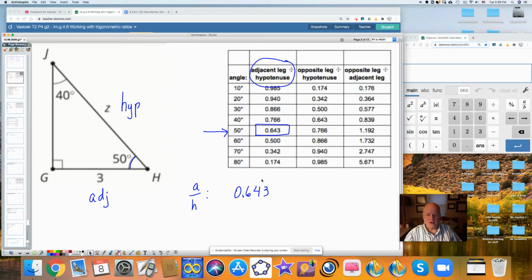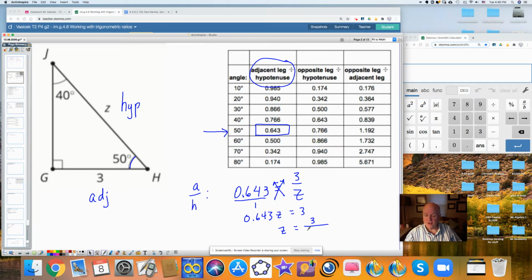If I wanted to calculate this, this is equal to the ratio of 3 to z. I want to get z by itself. How can we solve a proportion? Any proportion can be solved using the cross product property. Multiply the means by the extremes. So we have 0.643 z is equal to 3 times 1. And if I divide both sides by 0.643, I get the answer.